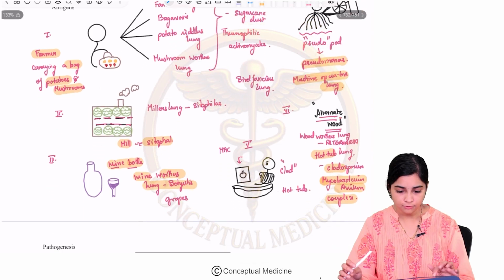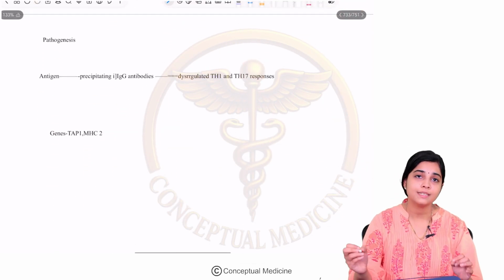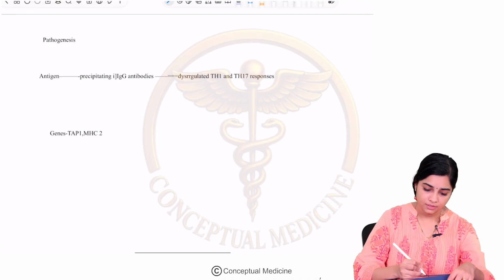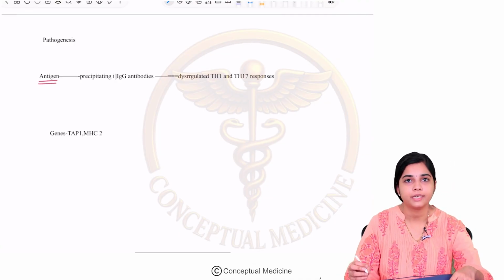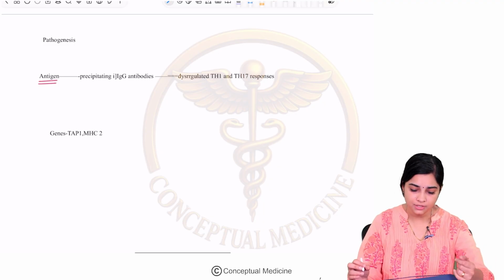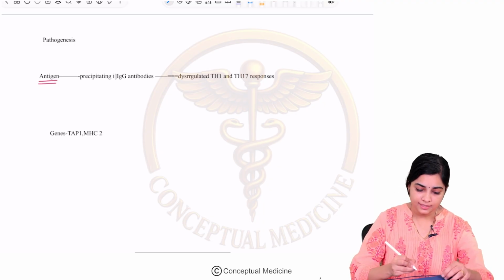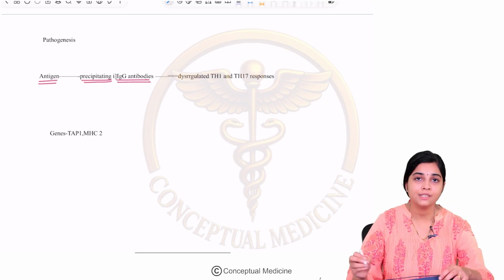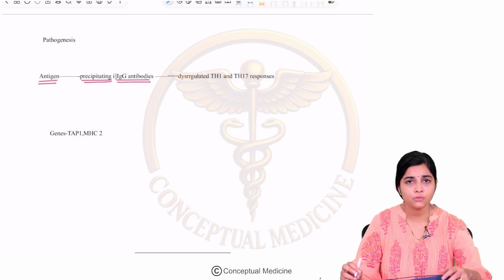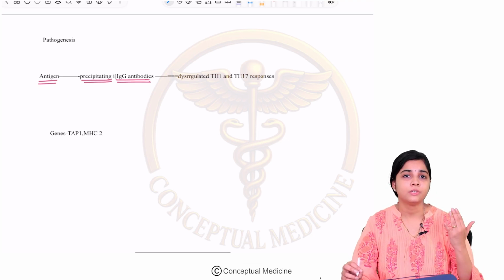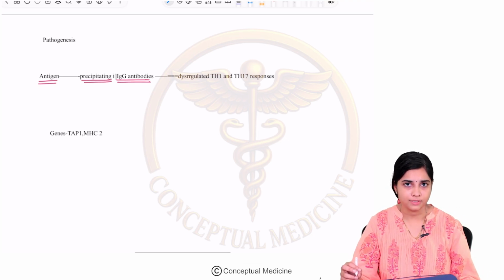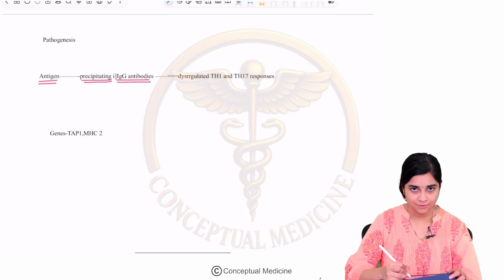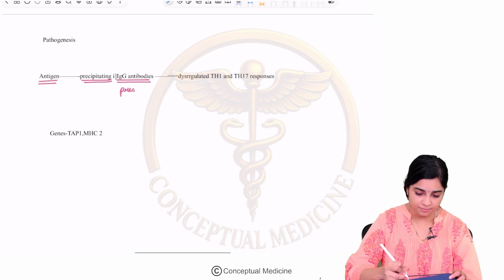Okay, so let us move forward. What is the pathogenesis of hypersensitivity pneumonitis? First is the antigen exposure. What are the different types of antigens we have just seen? These antigens basically result in precipitation of IgG antibodies. Every antigen is going to result in an antibody response, and this results in precipitation of the IgG subtype of antibodies, which are called precipitants.